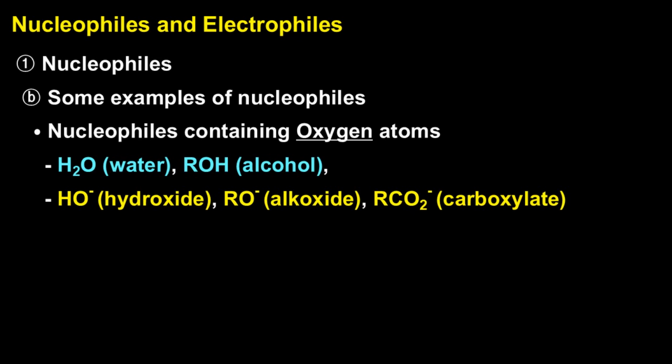First up, let's look at oxygen-containing nucleophiles. Water is a mild nucleophile. It's not super reactive, but it can still participate in reactions under the right conditions. Alcohols are a bit more nucleophilic than water. Now, if you take away a proton from them, things get more interesting. You end up with hydroxide ions and alkoxide ions, and these are much stronger nucleophiles because they carry a full negative charge. Another good example is the carboxylate ion. It's resonance stabilized, which means its negative charge is spread out over multiple atoms. Even so, it can still act as a nucleophile in the right kind of reactions.